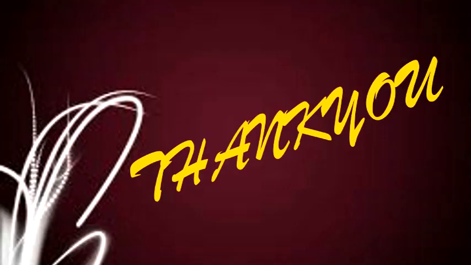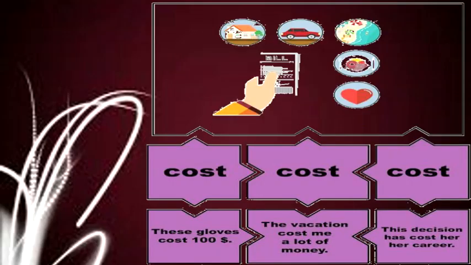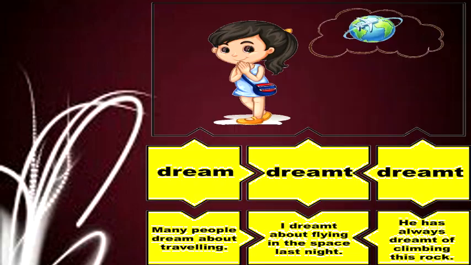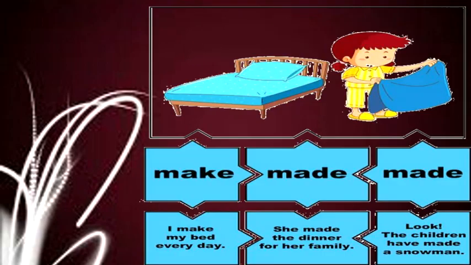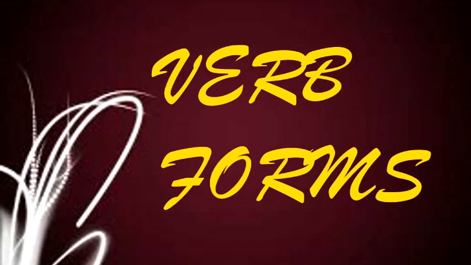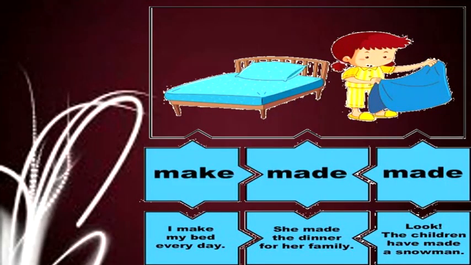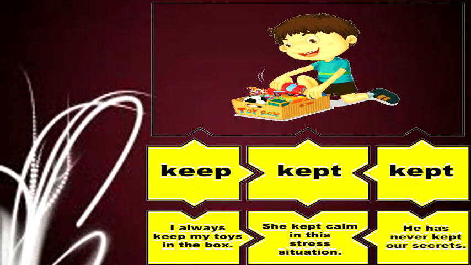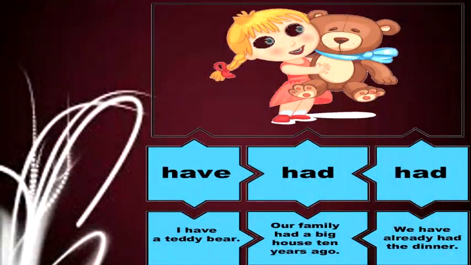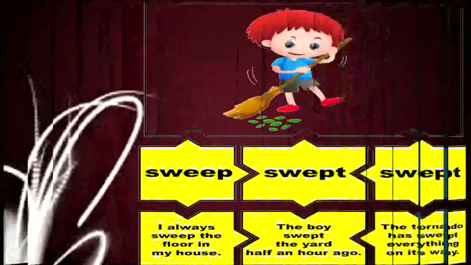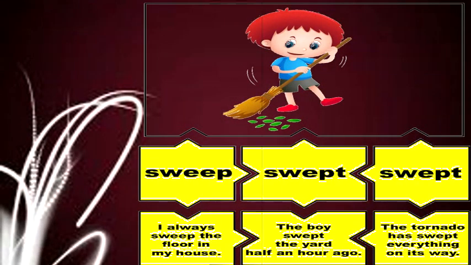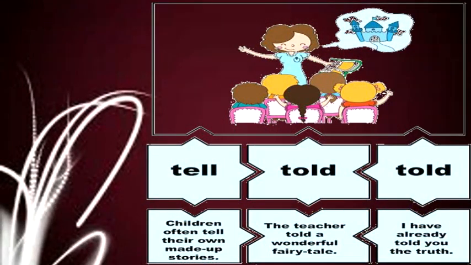Before I end up, how about having a quick recap of all the verb forms done today? Are you ready? Okay, let us have an oral drill of these verb forms. Oral drill means we all will read all the verb forms together. Okay, let us see. Meet, met, met. Make, made, made. Keep, kept, kept. Have, had, had. Sweep, swept, swept. Tell, told, told.